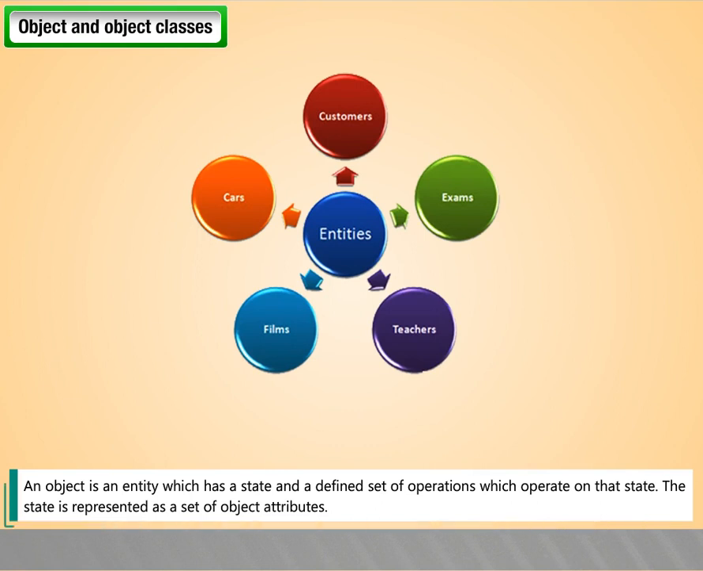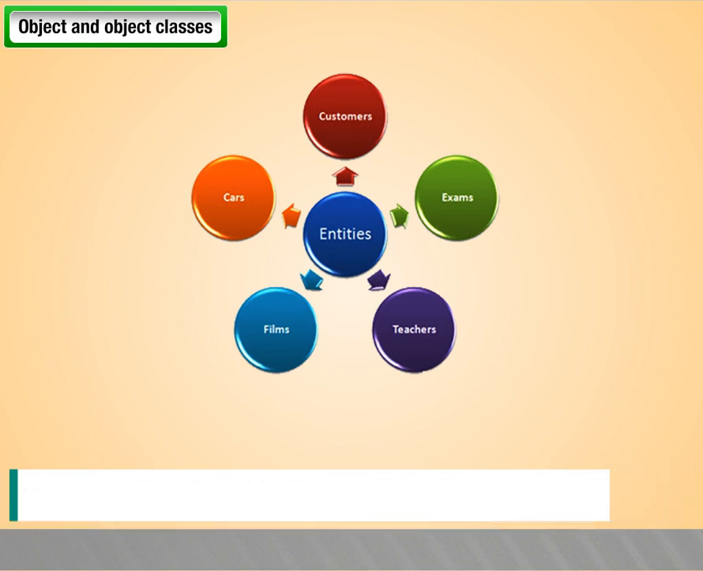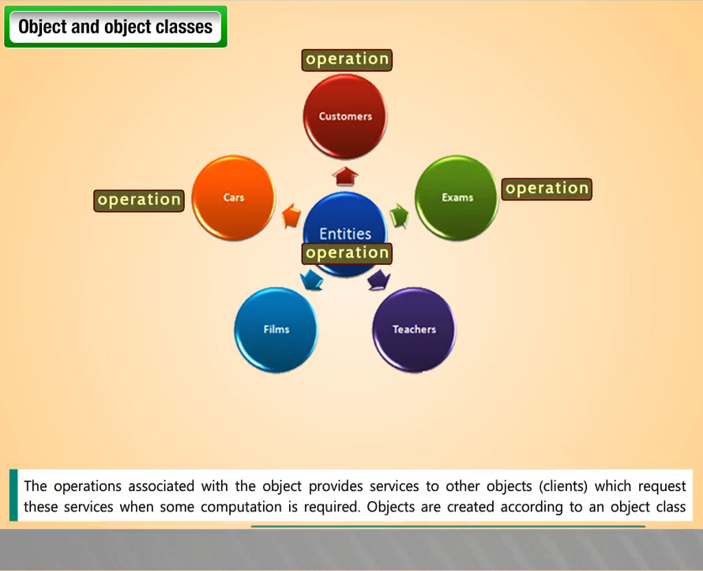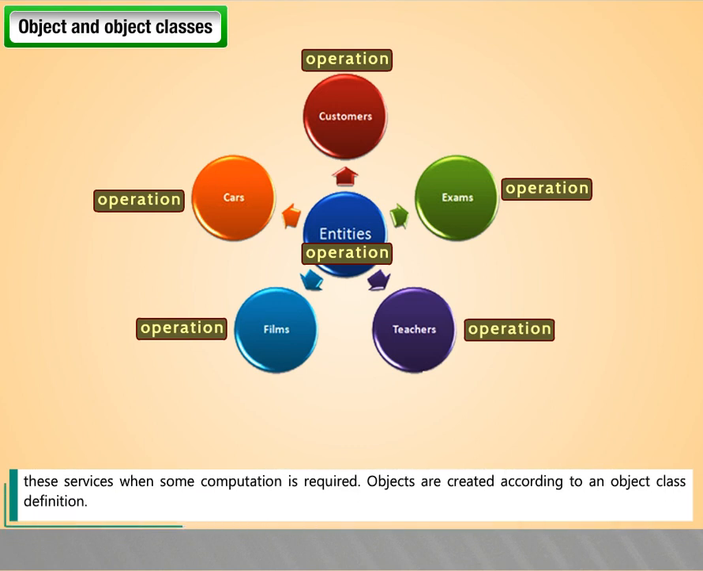An object is an entity which has a state and a defined set of operations which operate on that state. The state is represented as a set of object attributes. The operations associated with the object provide services to other objects, that is clients, which request these services when some computation is required. Objects are created according to an object class definition.